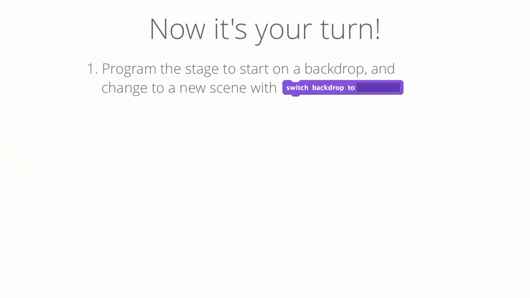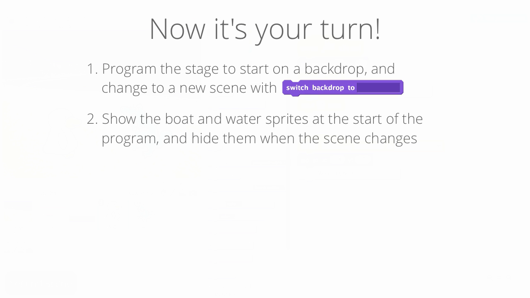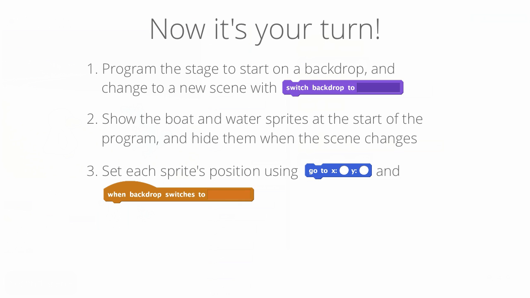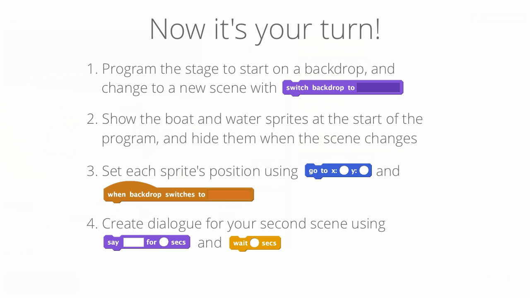Now it's your turn. Program the stage to start on a backdrop and change to a new scene with Switch Backdrop to blocks. Show the boat and water sprites at the start of the program and hide them when the scene changes. Set each sprite's position using Go To and When Backdrop Switches to blocks. And finally, create dialogue for your second scene using Say and Wait blocks.